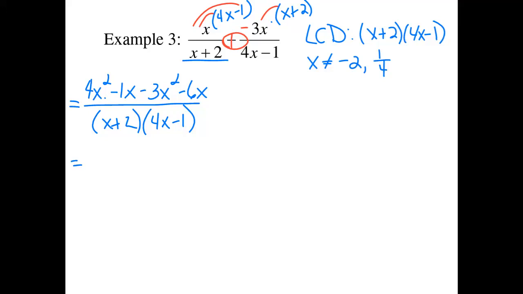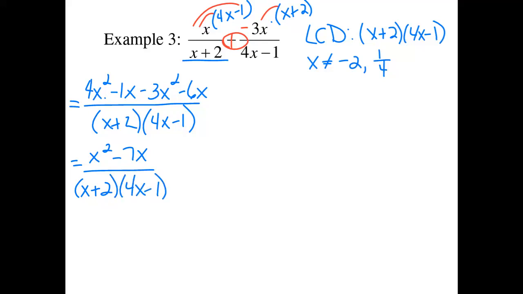All right, let's combine like terms here. So we have 4x squared and negative 3x squared. That'll be just x squared. And negative 1x and negative 6x will give me negative 7x, still over that common denominator that we just found.